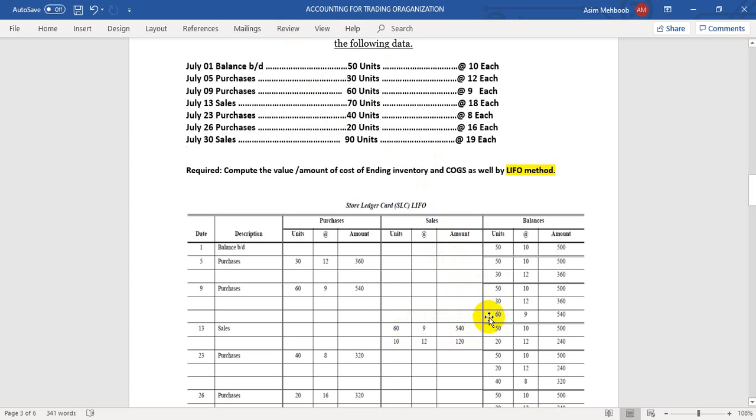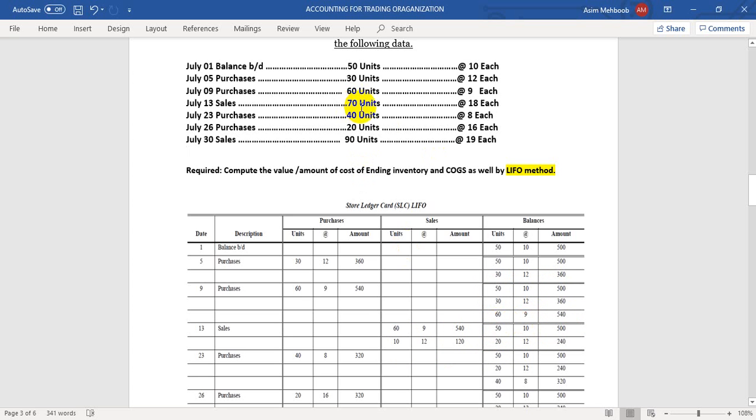You will take it from here, not from there, because that is the oldest one. Last in first out means, first of all, whatever you just purchased, you will sell it first, then whatever is remaining, you will take from here, 10 units. At which price? 12, and 10 into 12 is 120. Out of 30 you sold 10, so how much remaining? 20. And no change will occur here, because it is the oldest goods you have, 50.